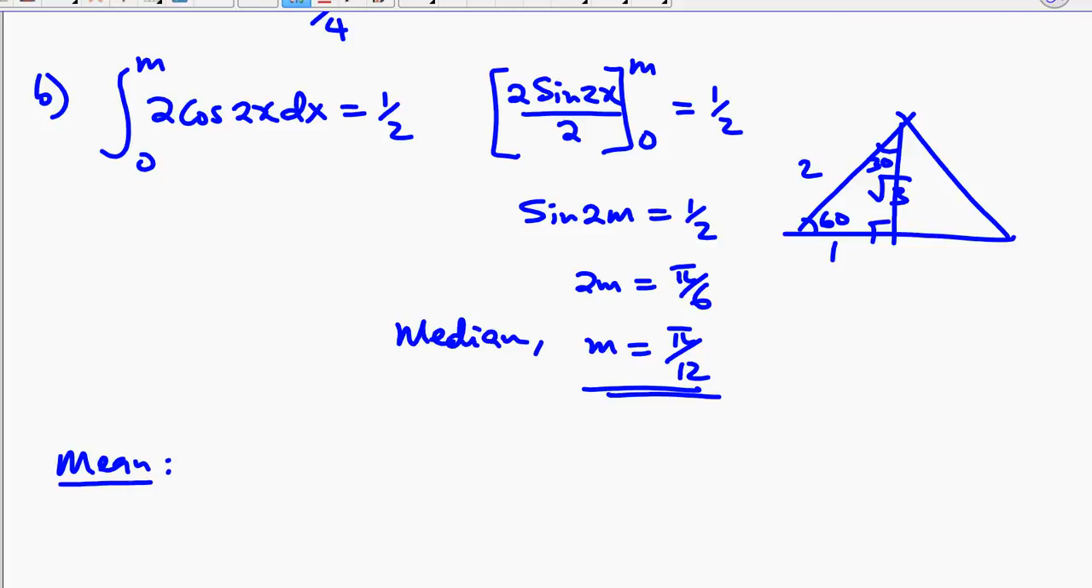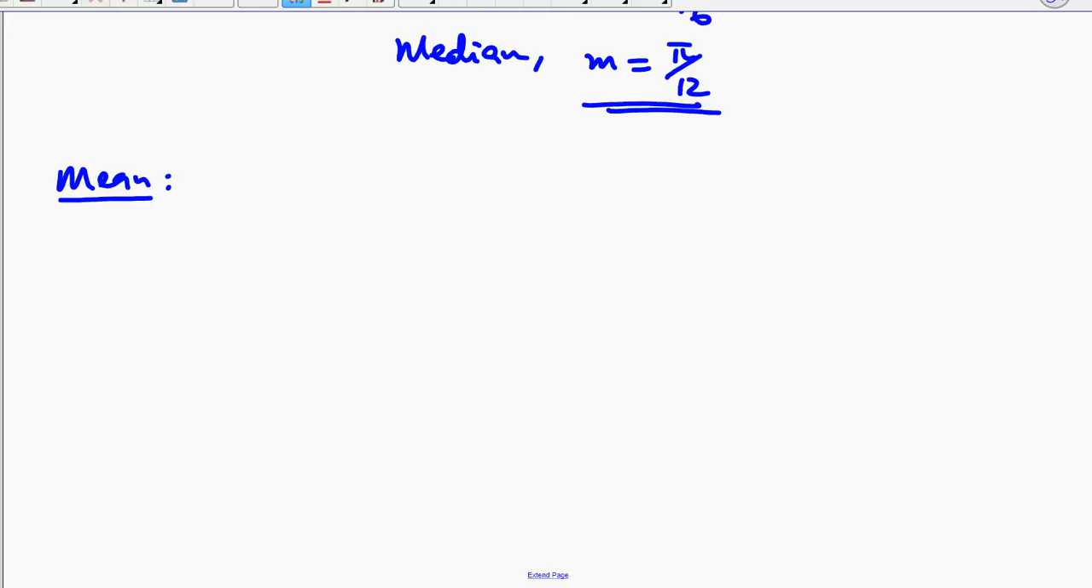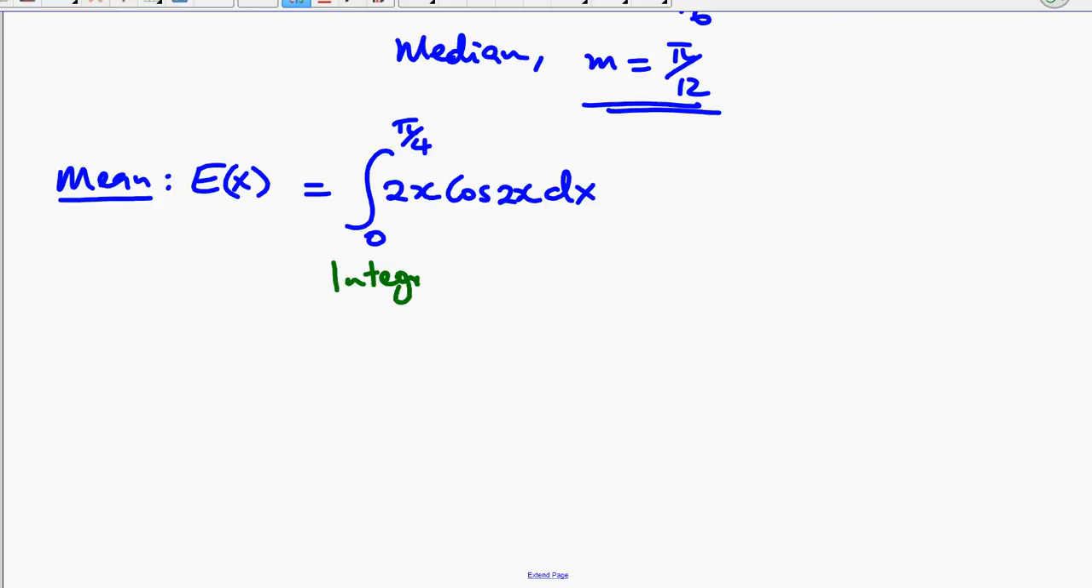So median is that. Okay, the mean, that is basically the expected value, which will be equal to the integral from 0 to pi over 4. Multiply that function by x, so 2x cos 2x dx. Now, what I'm saying here is this, we can only integrate this by parts.